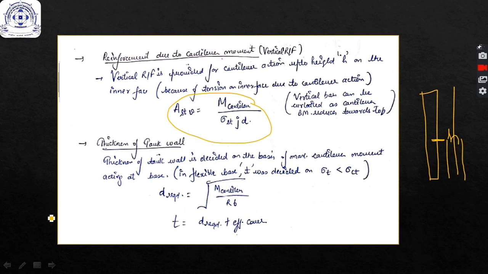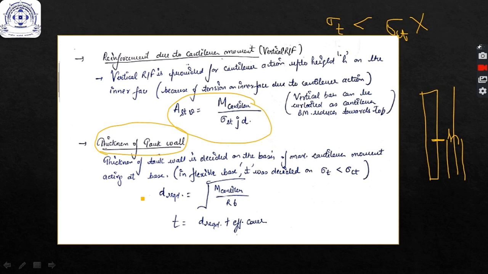Now here comes another difference: thickness of tank wall. In the previous case, when we discussed flexible base, the thickness of tank wall was calculated on the basis of the formula that the stress in the tank wall should be less than the permissible tensile stress in the concrete. But this is not accepted here. This principle is not applied here, because there is a more critical principle acting here, that is the cantilever moment. So we will calculate the thickness of tank wall on the basis of the maximum cantilever moment acting at the base of the wall, which is calculated as follows.